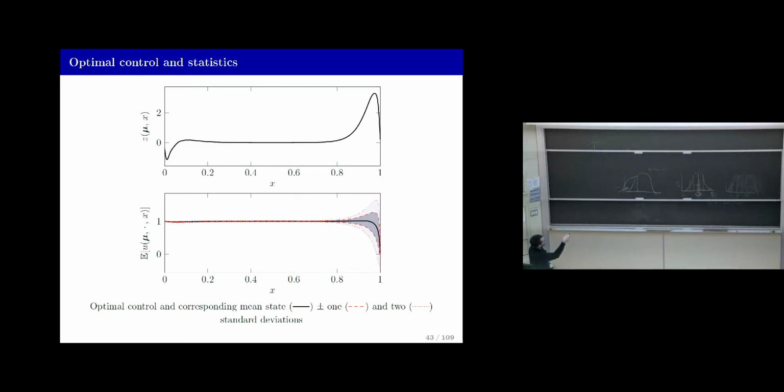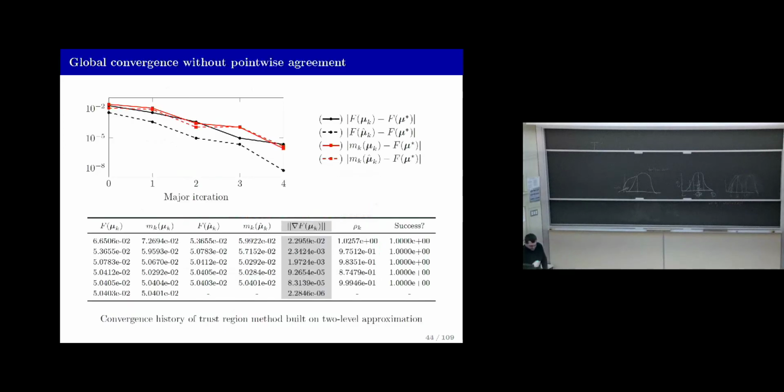The black is the mean, and then you can plot plus and minus 1 and 2 standard deviations here. And this is what's so cool about this kind of formulation: you don't just get solutions of your PDE, you get statistics. So yes, it's way, way more expensive, but you gain from it too. If we look at the performance, focus on this column here. This is just showing global convergence. The gradient of my objective function, the true objective function, goes down about 4 orders of magnitude in only about 5 trust region iterations.